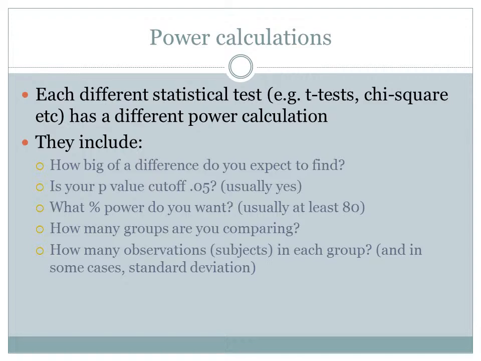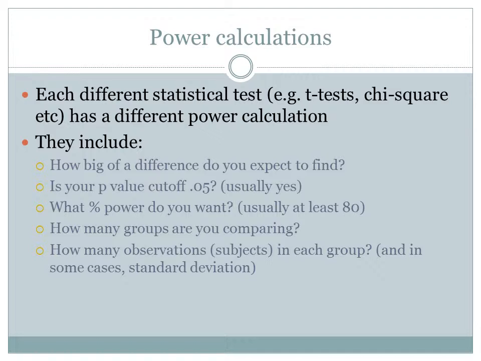The power calculations include how big of a difference between the groups you expect to find or want to find. Usually the question is, what's a clinically significant difference? Is your p-value cutoff 0.05? Usually it is, but sometimes in particular studies you might change it a little bit, and we talked about that in the stats lecture. What percent power do you want? Higher is always better. Usually less than 80% power is not what you want to do. So you want usually at least 80, and if you can get 90 or 95, that's great.